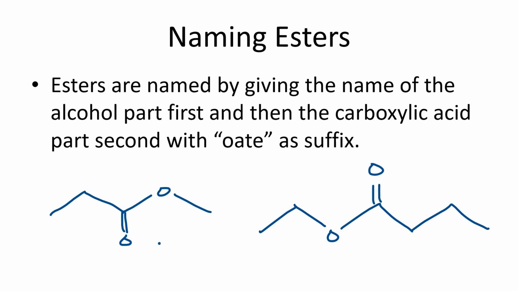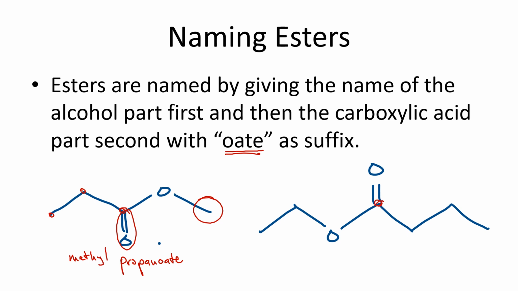The naming for esters is a little different. You've got "oate" as the suffix. That's going to show that it's an ester. The part that has this carbonyl group is always going to be the part that gets the "oate". And so this is going to be a methyl group that is attached to this 1, 2, 3 propanoate. So this is propanoate with a methyl group on it.